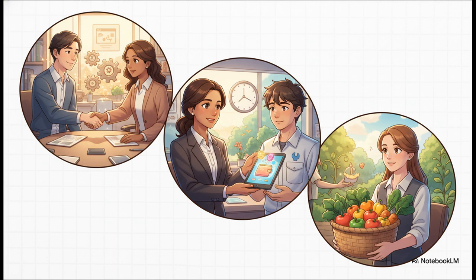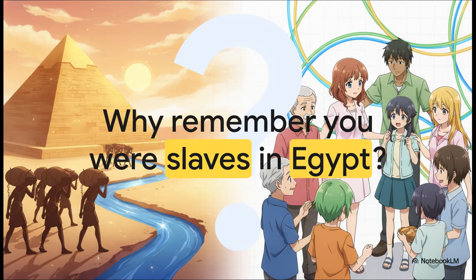The harvest laws teach us that our abundance isn't solely for our maximum profit. A portion fundamentally belongs to the marginalized. And this brilliantly illustrates the heart of the entire chapter. Why do we do all of this? Verses 18 and 22 end with the exact same powerful anchor. Remember that you are slaves in Egypt.